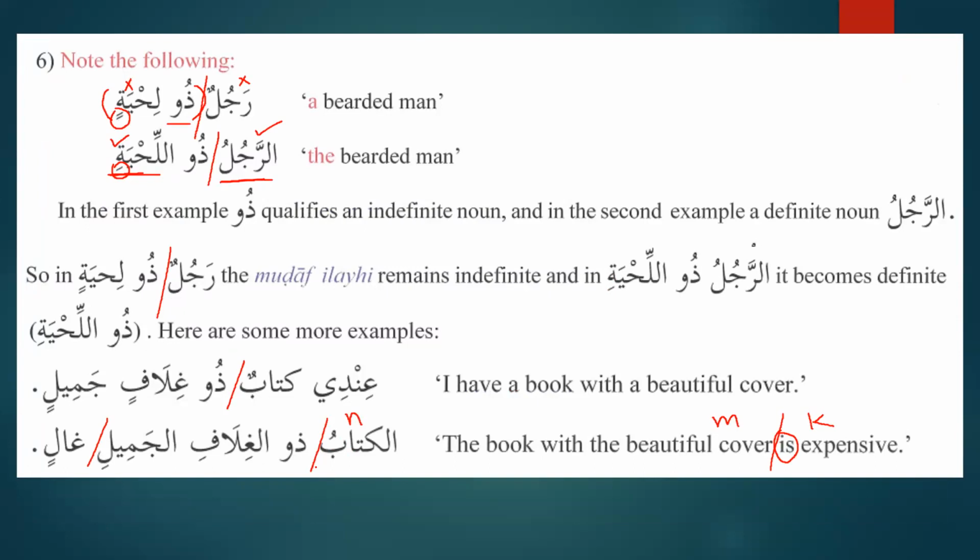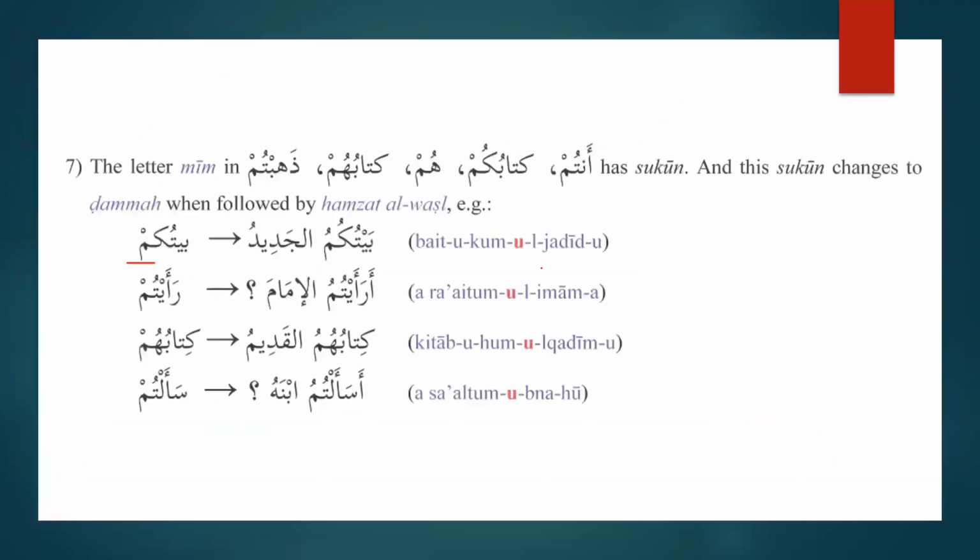For example, you want to say ana talibun. So you say I am a student. So how do we get the meaning of I am? We put the definite noun and indefinite noun together. So when you put a definite and indefinite noun together, we get the meaning of "is". And similarly here we have a definite noun and indefinite noun together. So that's why we have the meaning of is. The book with beautiful cover is expensive. I hope, inshallah, it's clear now.